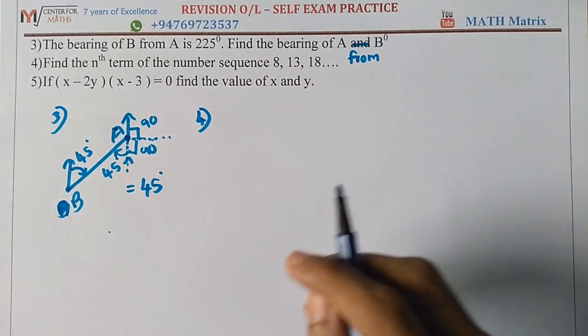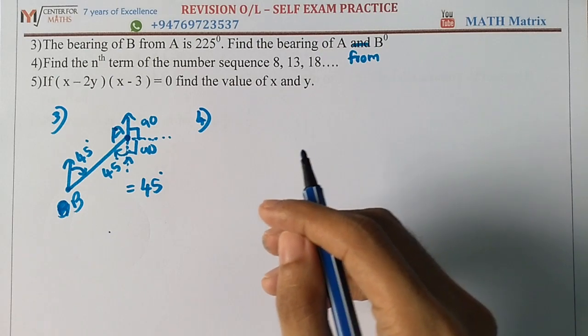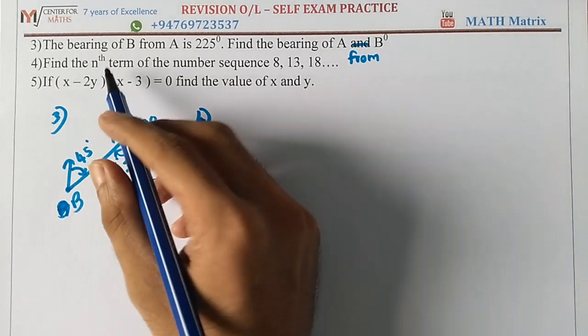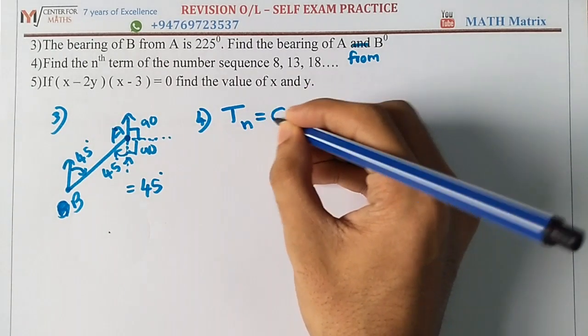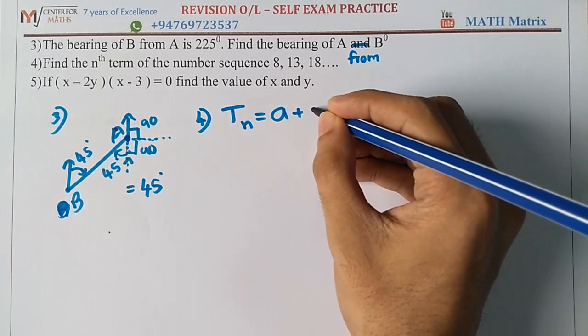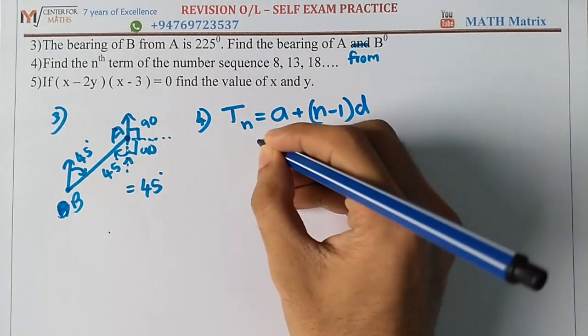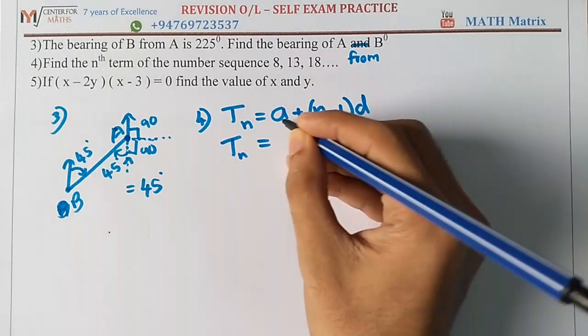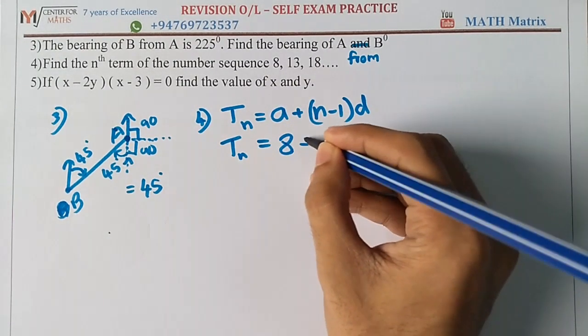And now we are moving to the fourth one. Find the nth term of the number sequence 8, 13 and 18. Right. So they are asking us to find the nth term. How to find that? You all know it has a common formula. Tn is equal to a plus (n minus 1) d. Okay, right. So to find the nth term, do we have the initial term or not? Yes, the first term is 8. Already they have given that.